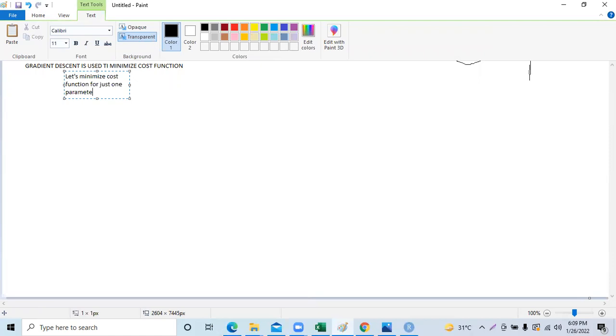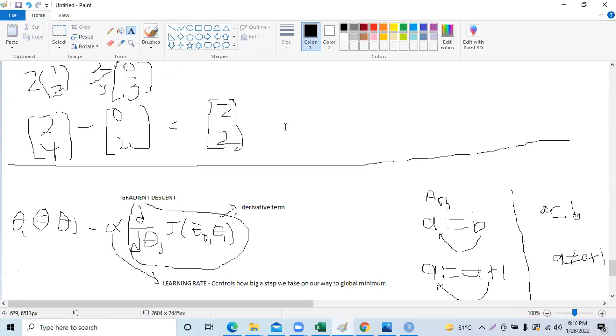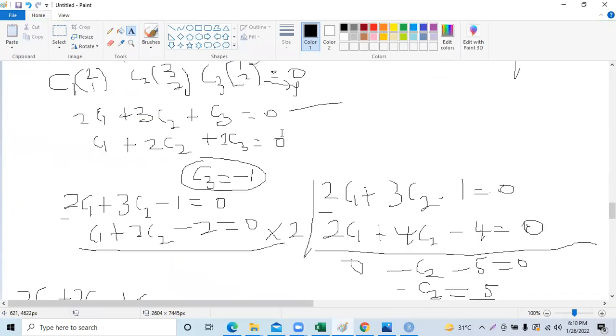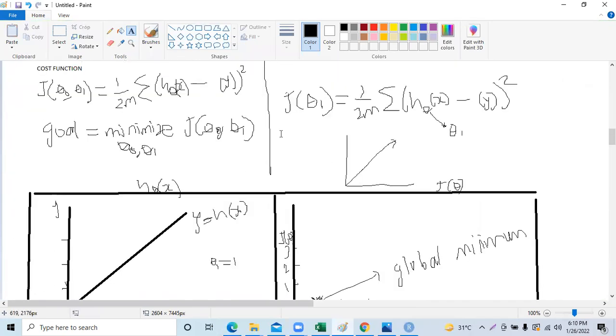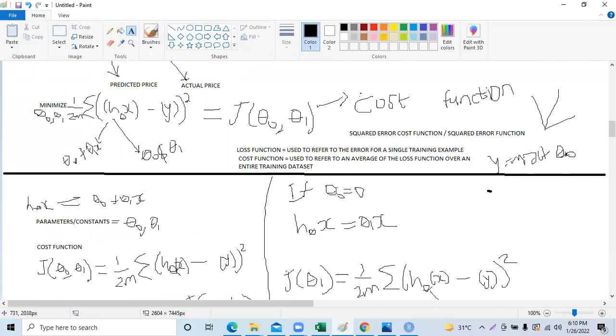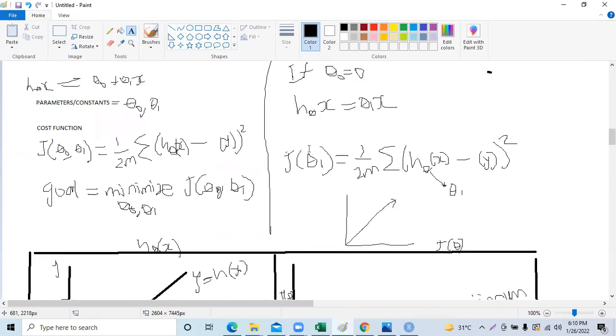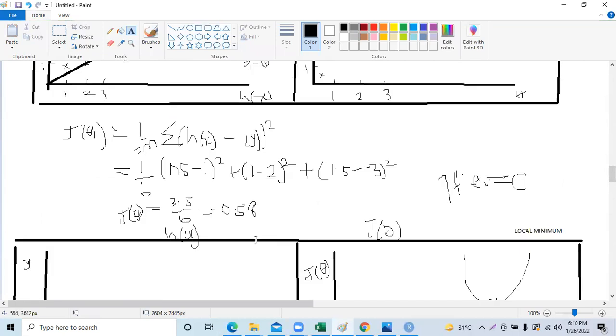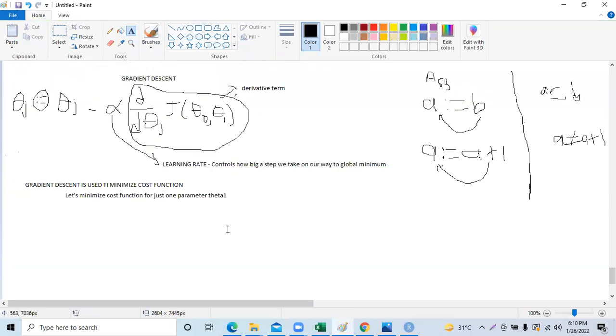One parameter or one constant, right? That would be like theta 1, just to make it understandable. Remember in our last class, we decided to make theta 0 equal to 0, and use just theta 1, just so that we could understand this. So we're about to do the same thing here.